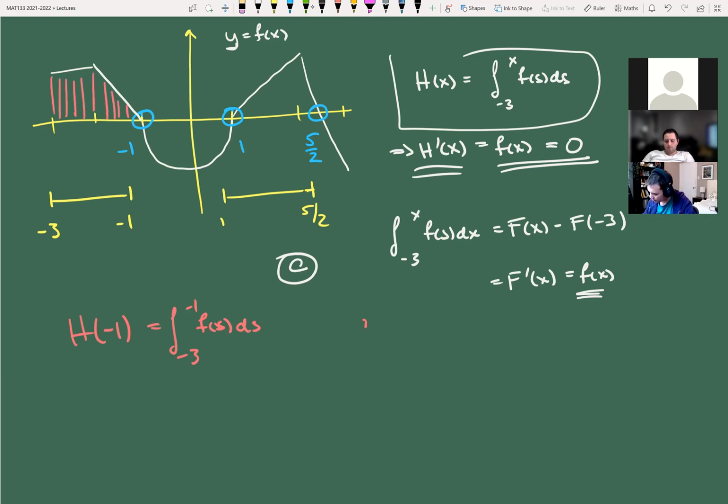And if we had done something else, like say I had done h of 2, that would be the integral from -3 to 2 of f of s ds. And that would look like this, right? So the way that you actually compute the function h is by computing the area under the curve up until the point that you've specified.